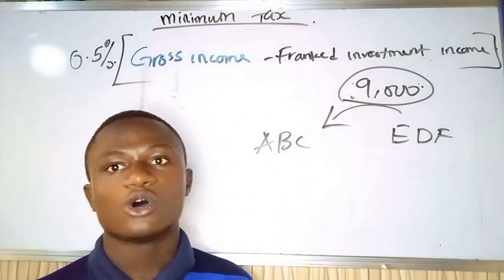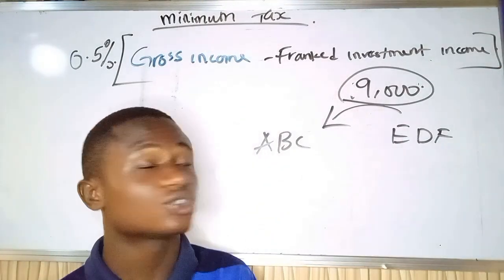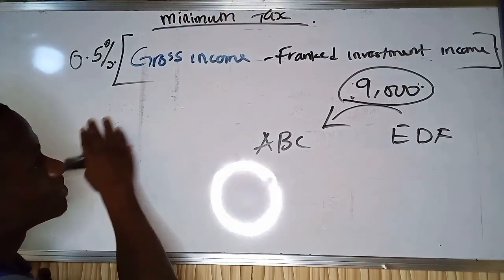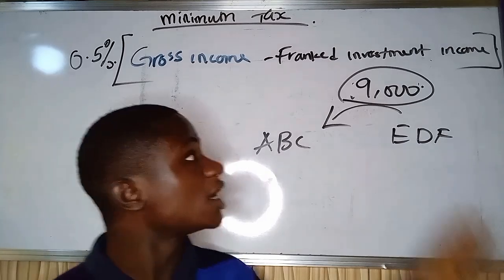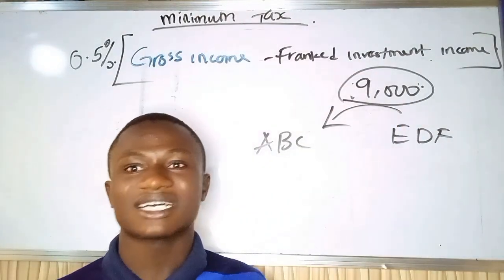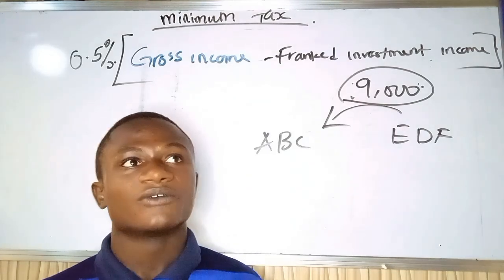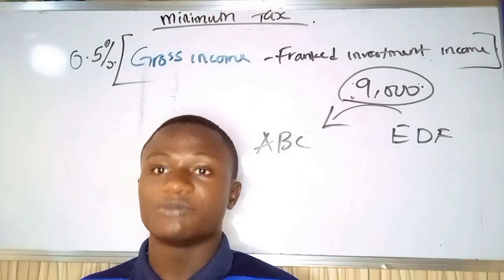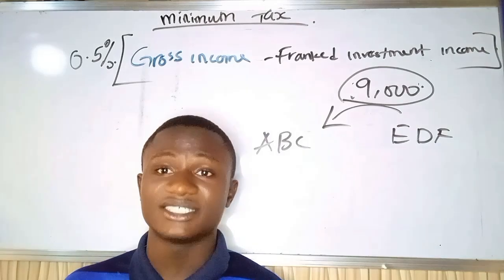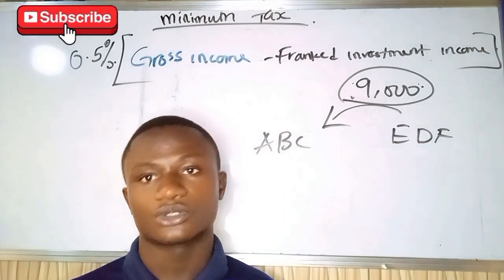And majorly under this computation, we do have dividends. So the law states that 0.5% of gross income. I hope you understand what franked investment income is: income that has been subjected to tax before. Sometimes an organization might receive income from sources where it has already been taxed, and you will be notified in the question. So what you just have to do is take it away from your gross income.